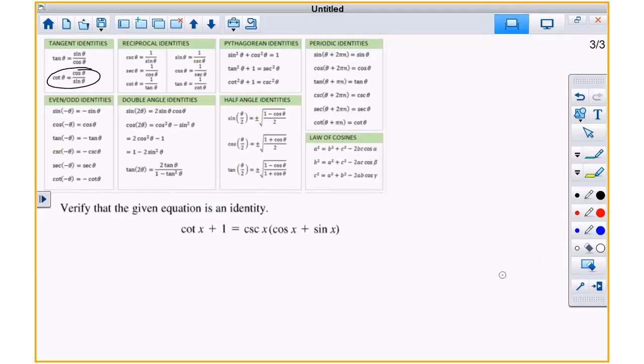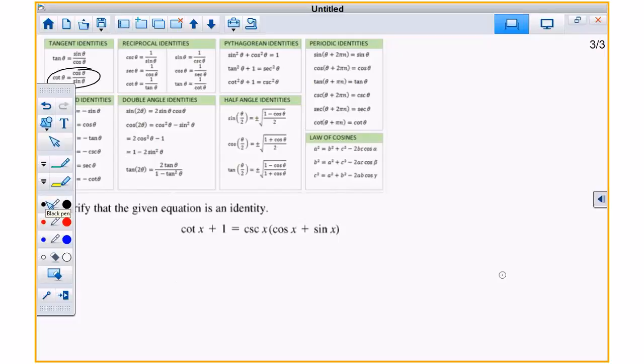The first thing I'm going to do is, let's see, I want to prove this. So the cotangent is equal to cosine over sine. And I'm going to write this as what? Sine over sine. Now, why did I pick sine? Because now I've got common what? Common denominators. Now I've got cosine plus sine over the sine.